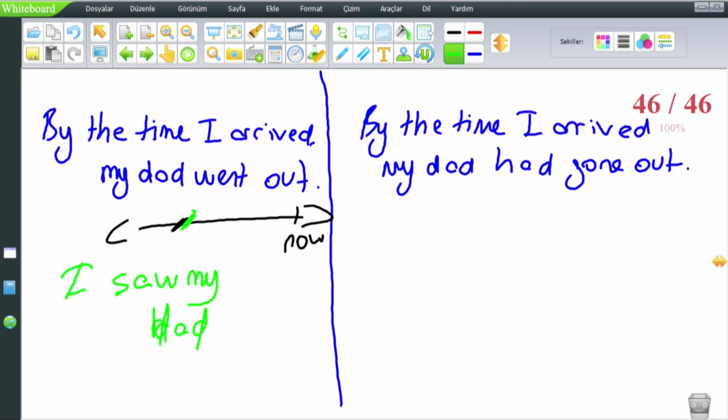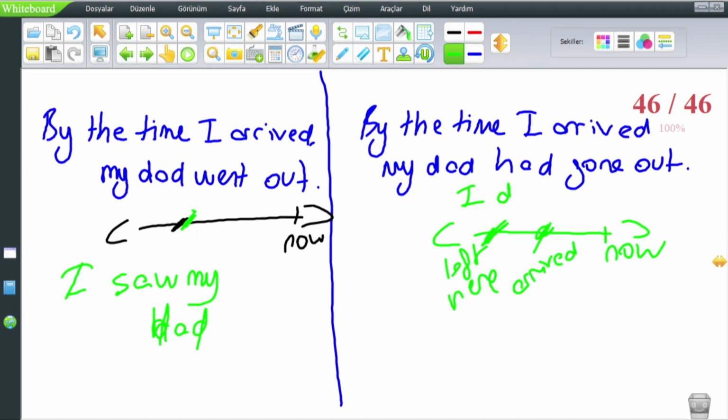But in the second, I arrived here and my dad was already gone. He left here. So I didn't see my father. The difference in meaning is very different.